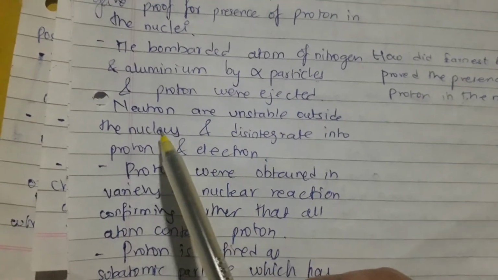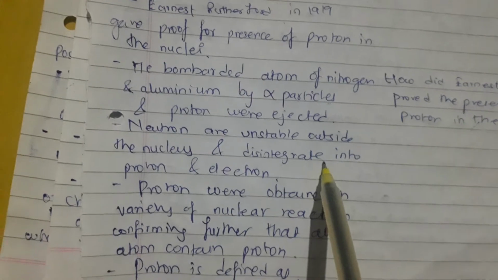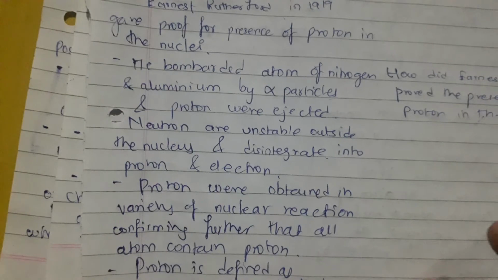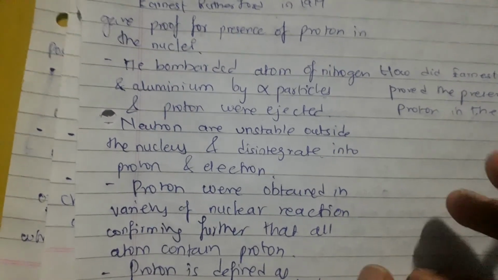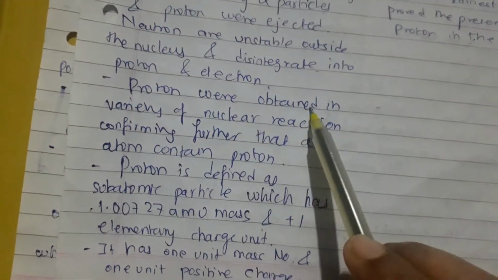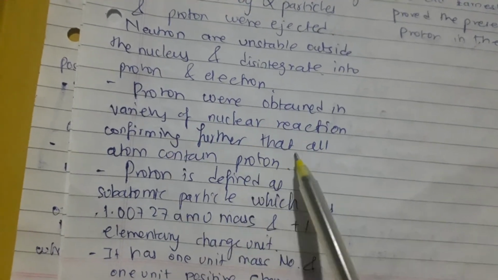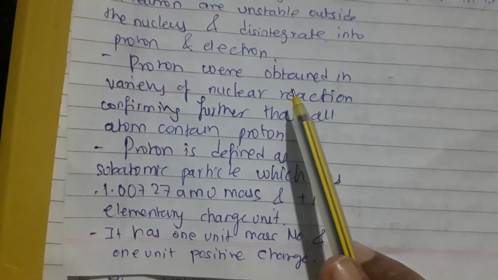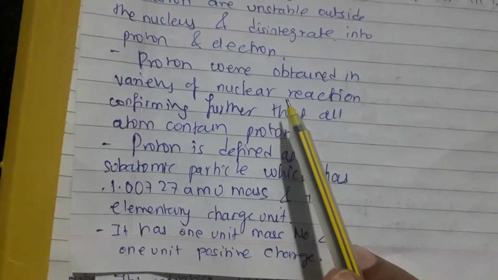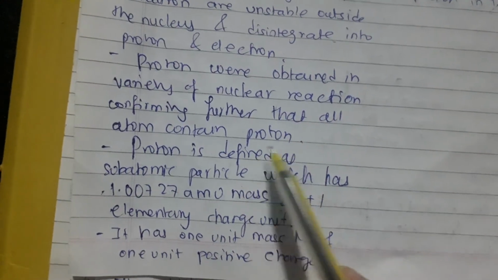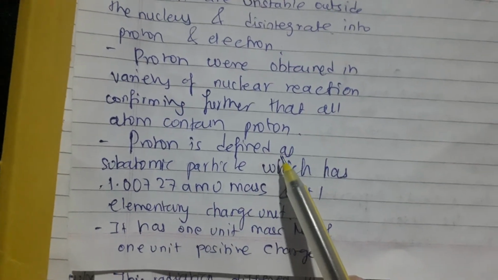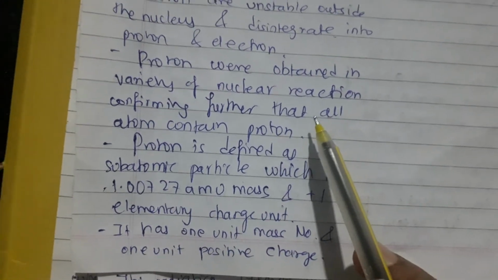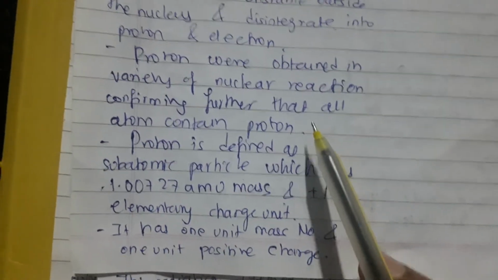Neutrons are unstable outside the nucleus and disintegrate into protons and electrons. Protons were obtained in a variety of nuclear reactions, confirming further that all atoms contain protons. Means by a variety of nuclear reactions, proton existence was confirmed.